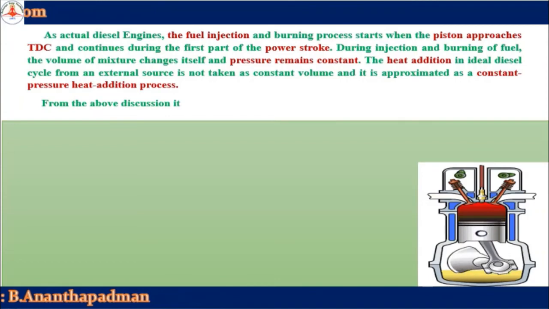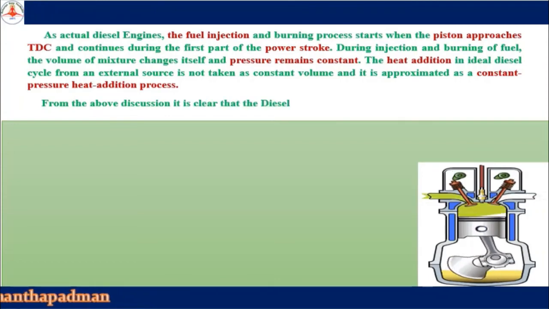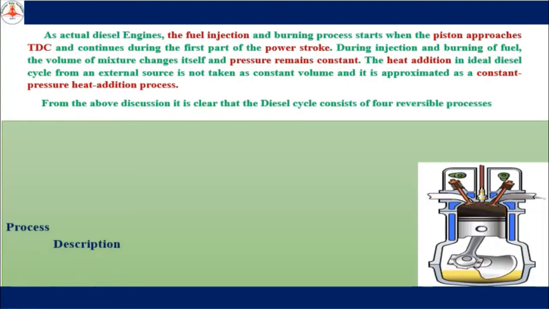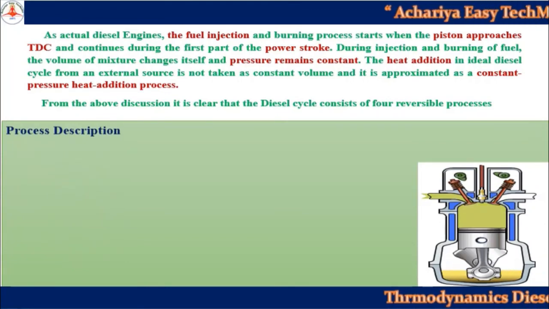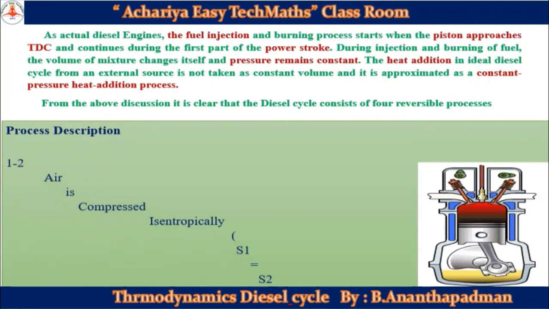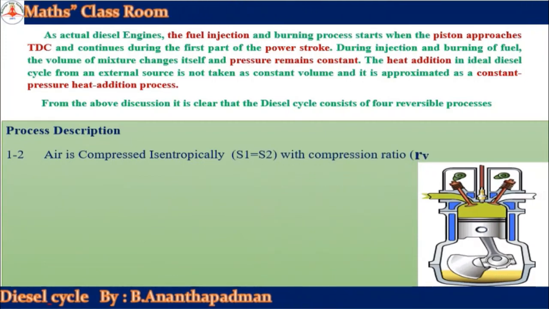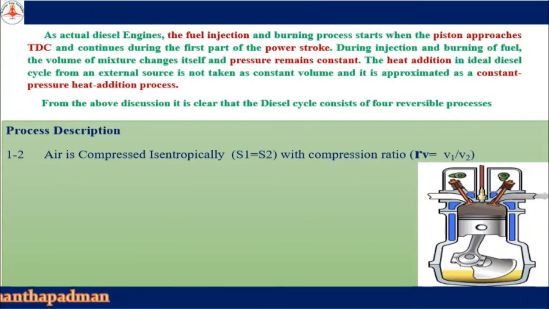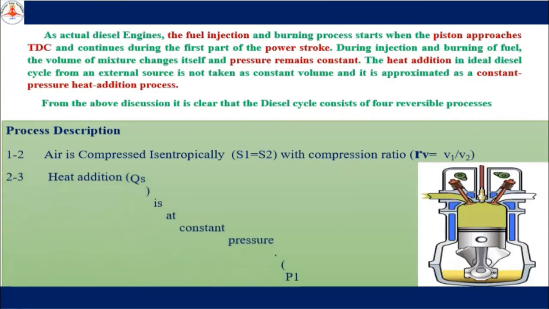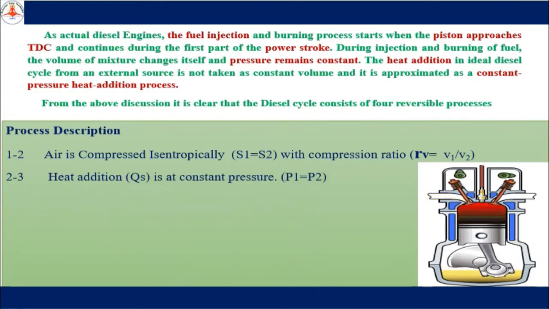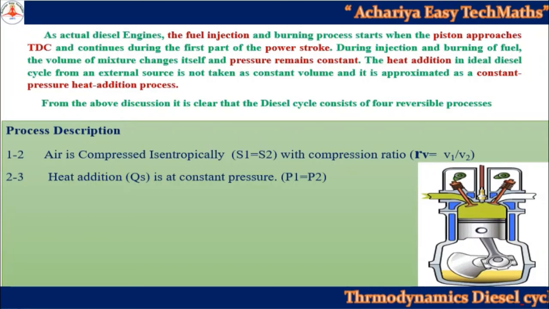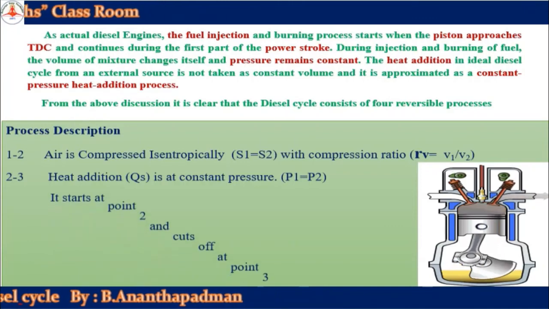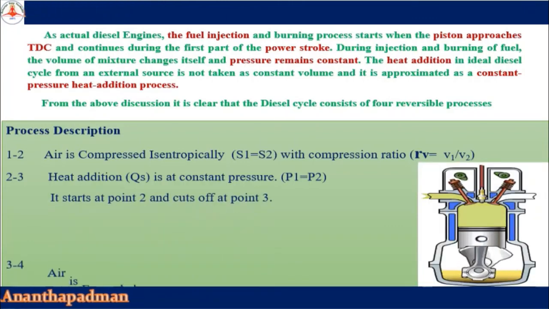From the above discussion, it is clear that the diesel cycle consists of 4 reversible processes. The process description is as follows: 1 to 2, air is compressed isentropically, that is entropy S1 is equal to S2, with the compression ratio Rv equal to V1 by V2. 2 to 3 process, heat addition, that is Qs, heat supplied, is at constant pressure. It starts at point 2 and cuts off at point 3.